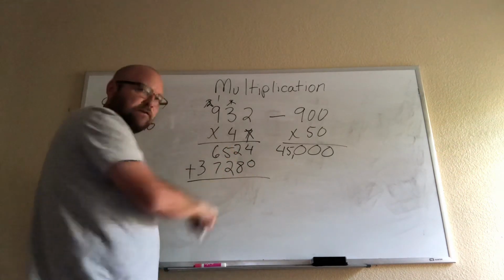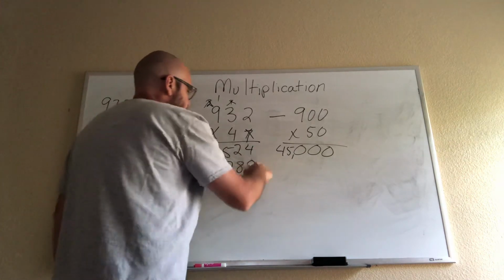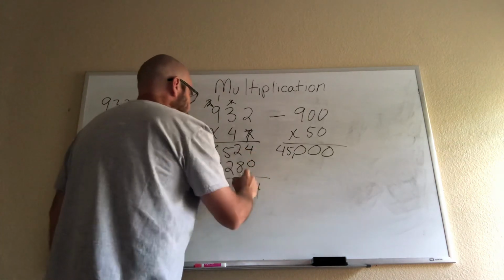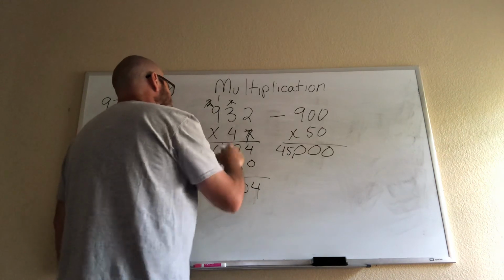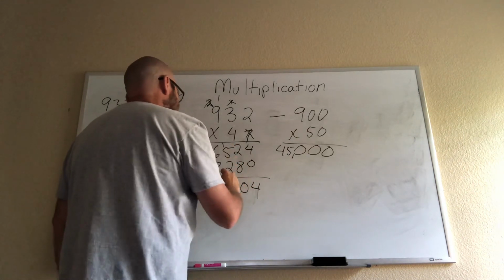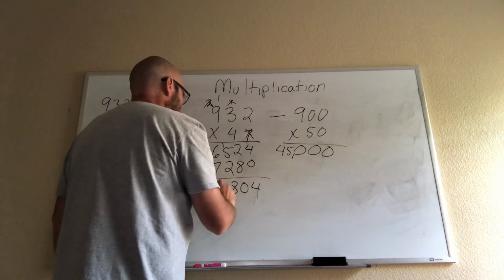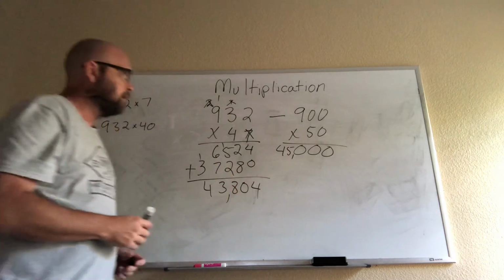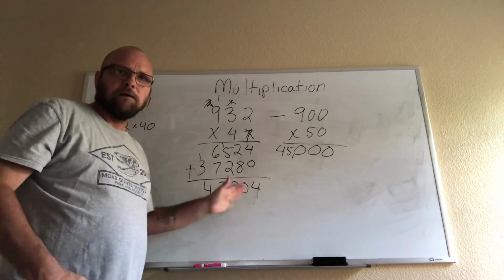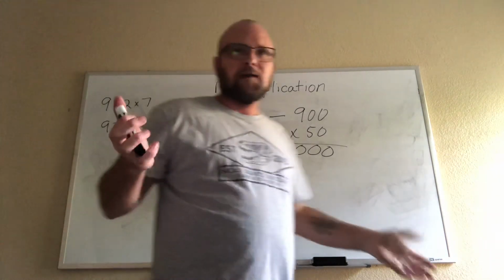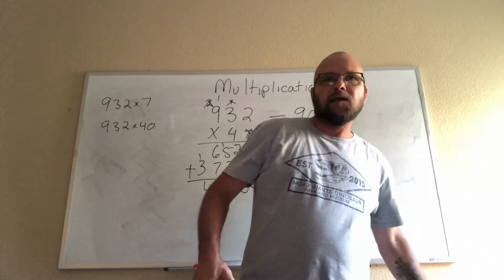And then I just add these two products together. 4 plus 0 is 4, 2 plus 8 is 10, carry the 1. 5 plus 2 is 7, plus 1 is 8. 6 plus 7 is 13. So I got 43,804. So, close to my estimation. And that's as easy as it gets.